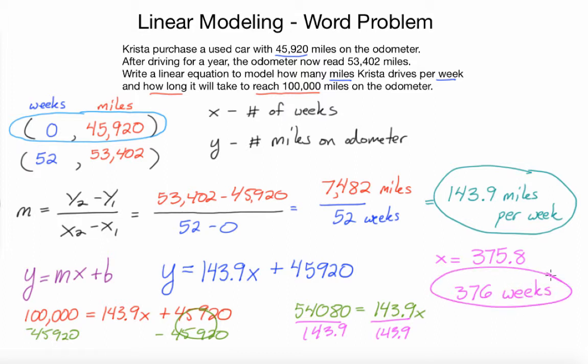I could divide that by 52, and that's about a little over 7 years. So she's got a long ways to go. She doesn't drive her car very much. But we're using linear modeling and assuming if she drives that same rate for the first 52 weeks, it'll take her 376 weeks to reach 100,000 miles on the odometer. So it's good for planning purposes for her. It's good to know how long I'll want to keep this car, maybe before I want to resell it.